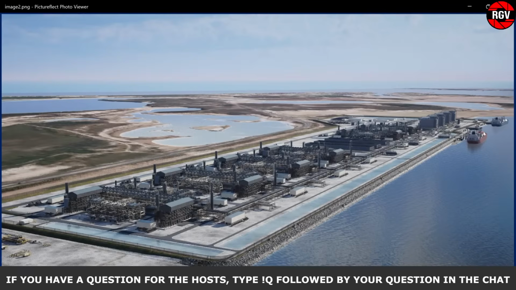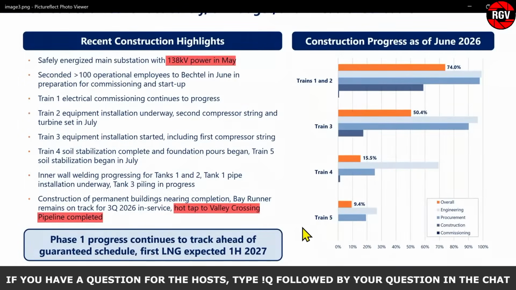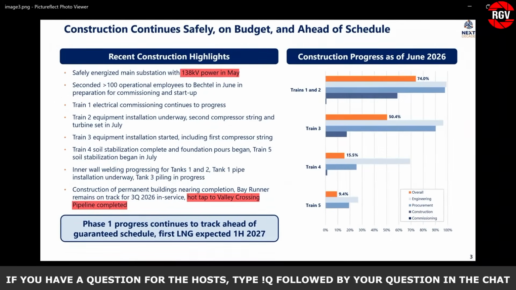Oh yeah, we got cameras. This was another slide they had, and this was just to point out that they have successfully tested their main substation, 138 kilovolt, and that was back in May. And then the other point is they have now hot tapped to the Valley Crossing pipeline, and just to translate, the Valley Crossing pipeline is going to be their secondary backup pipeline. It's not their primary one.